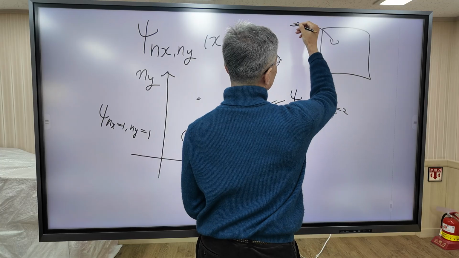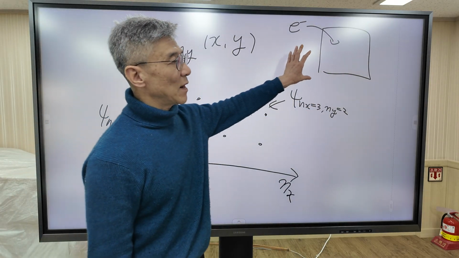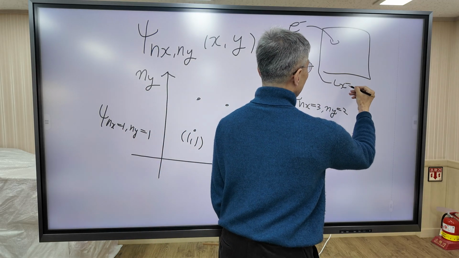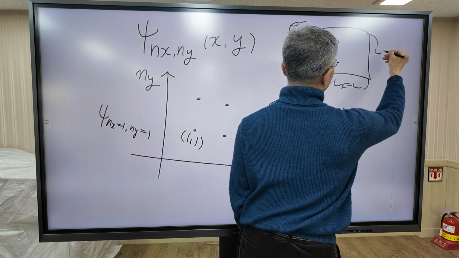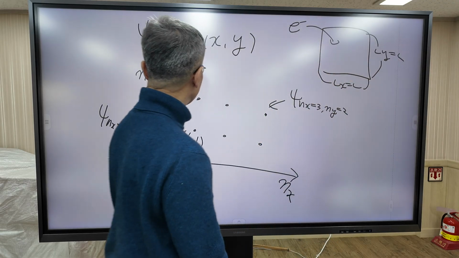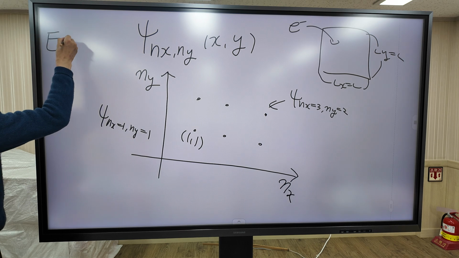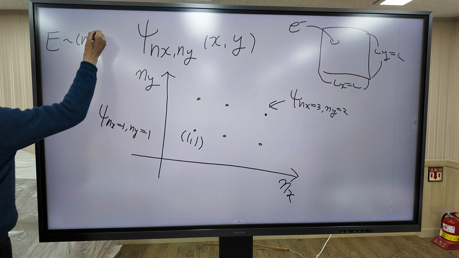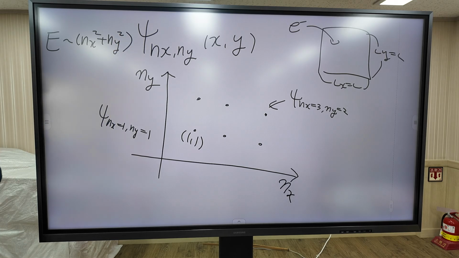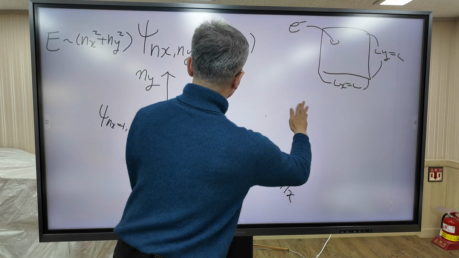The electron is in a two-dimensional box, and we are going to assume that this box is square, in which Lx equals L and Ly equals L. The electron is in the square box. The energy depends on nx square plus ny square. So I'm going to draw a circle.